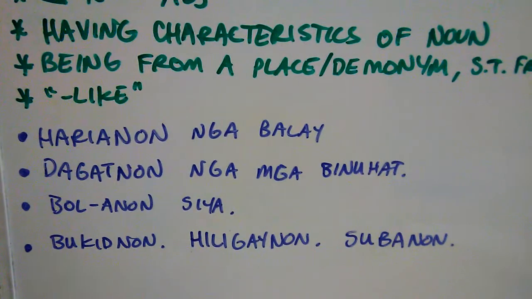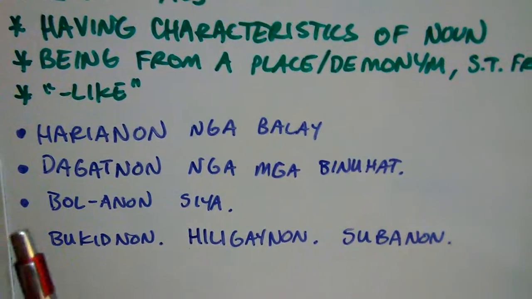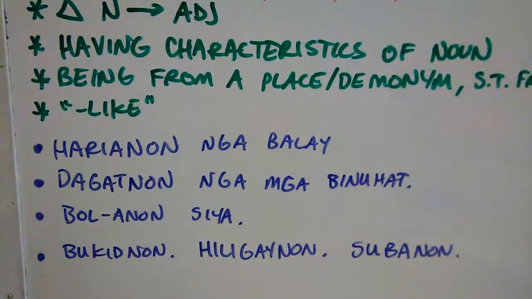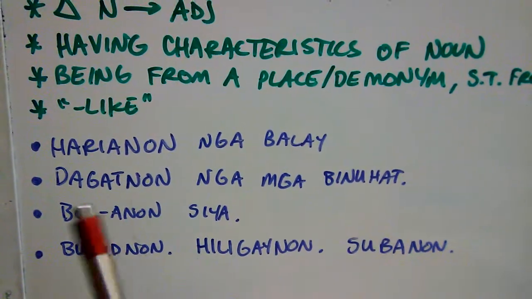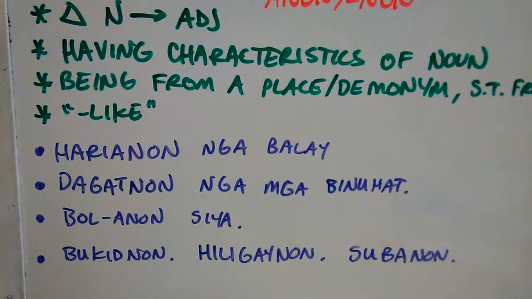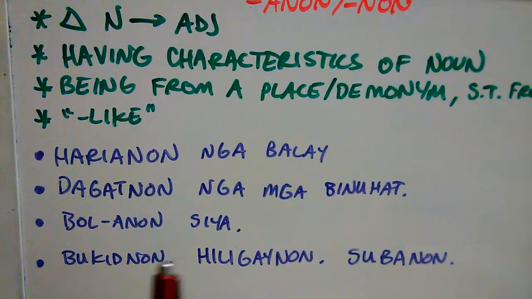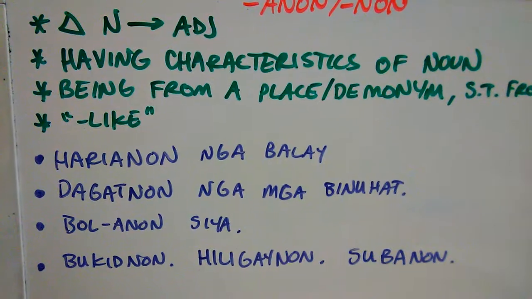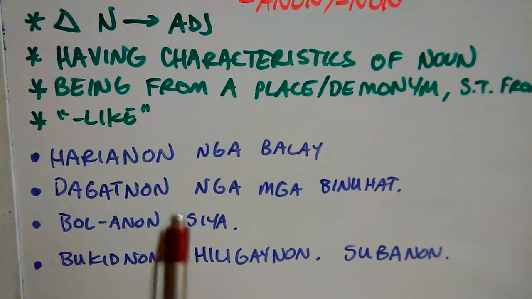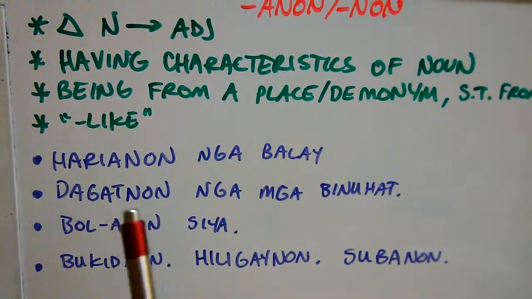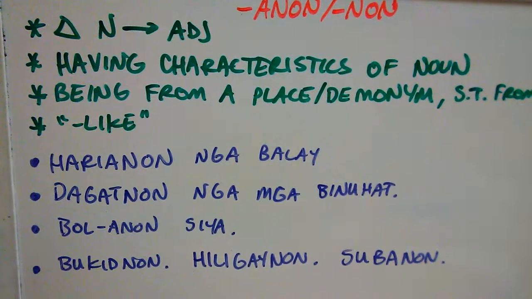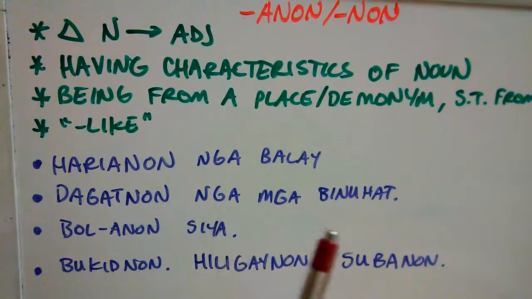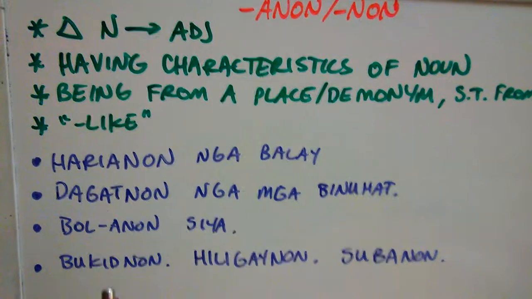First example is harianon nga balay. Root word is hari, which means king, okay? We add anon to it, it makes it more king-like or kingly. But when we say something like harianon nga balay, we can look at it as like a royal palace. So hari meaning king, harianon having characteristics of being a king, so royalty, right? Nga balay. Okay, so now it's a royal house, so maybe it's like a palace, a royal palace.